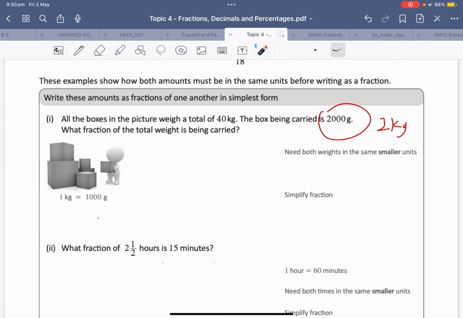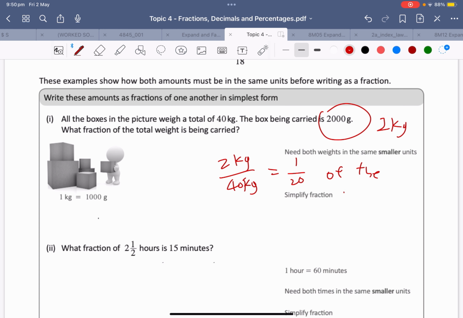If I did 2,000 grams over 40, this would have been very incorrect. Either I do 2,000 grams over 40,000 grams, or I do 2 kilograms over 40 kilograms, but smaller ones are always easier, right? 2 kg over 40 kg. This means I am carrying 1/20th of the weight. Okay.